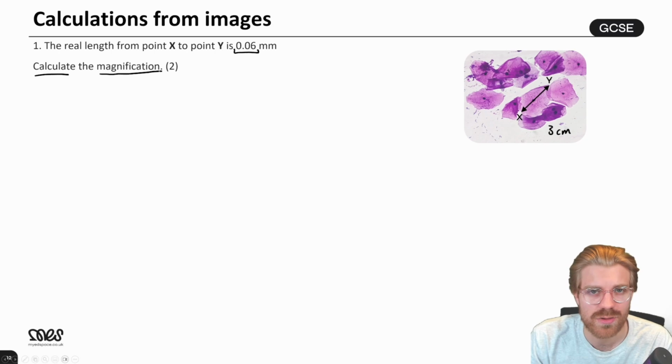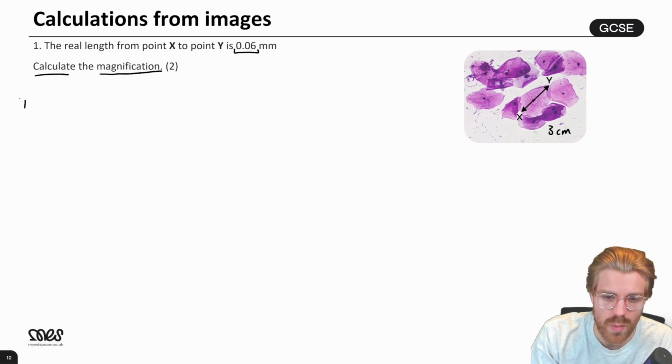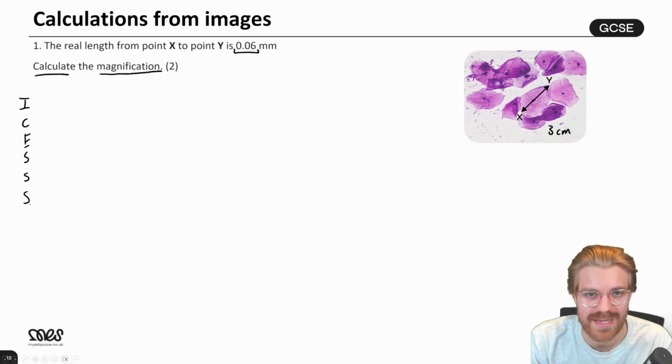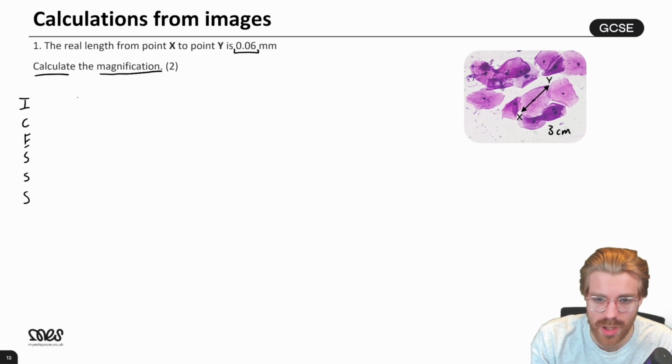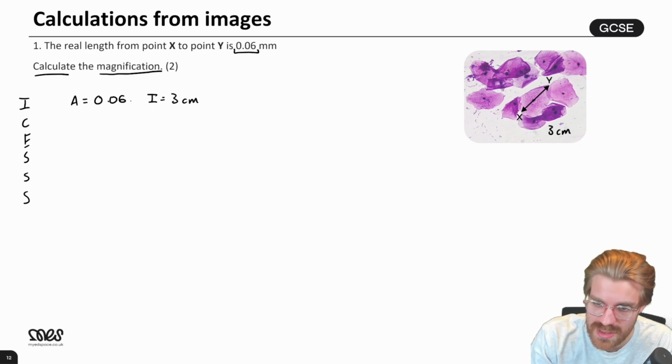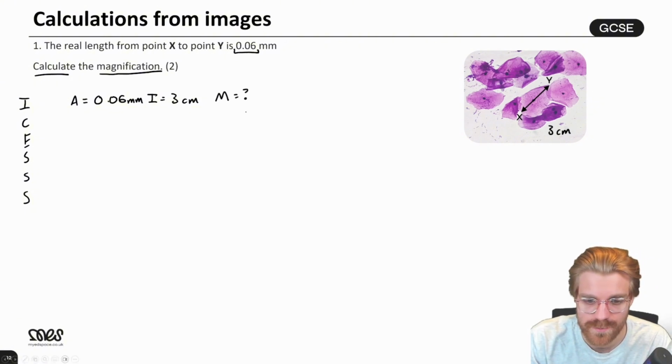Now for our calculation questions, I'm always going to use the same method, which is ICES. And I always put 3 S's at the end. Our I stands for our information. So the first thing I'm going to write down is that my real length, or my actual size, is equal to 0.06 millimeters. My image length is equal to 3 centimeters. And my magnification, I don't know. That's what I'm trying to calculate.